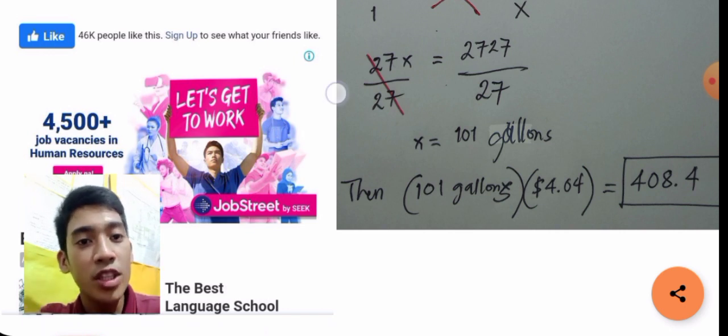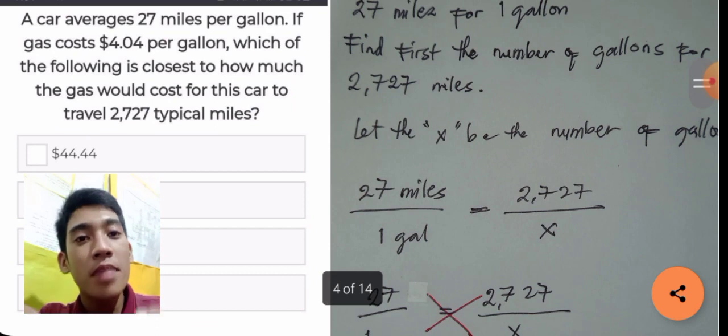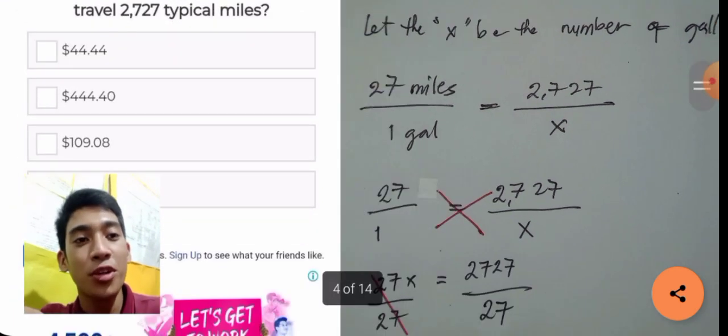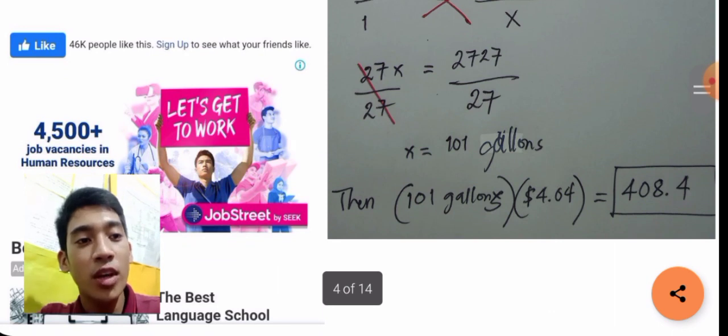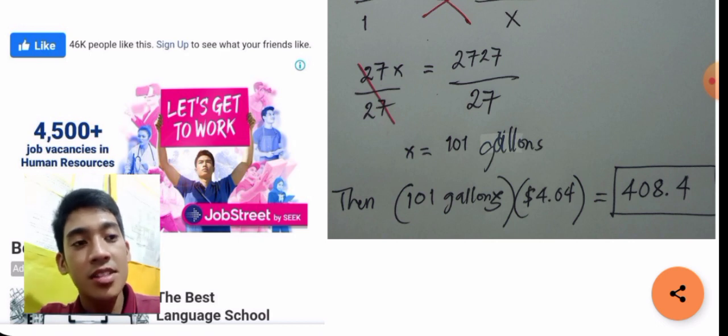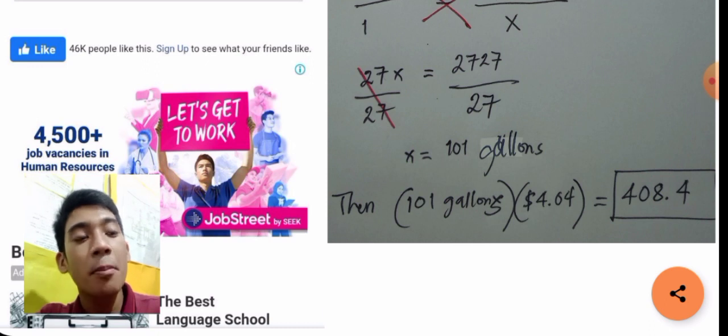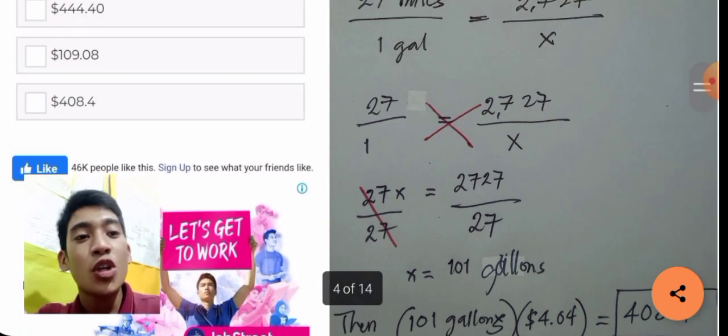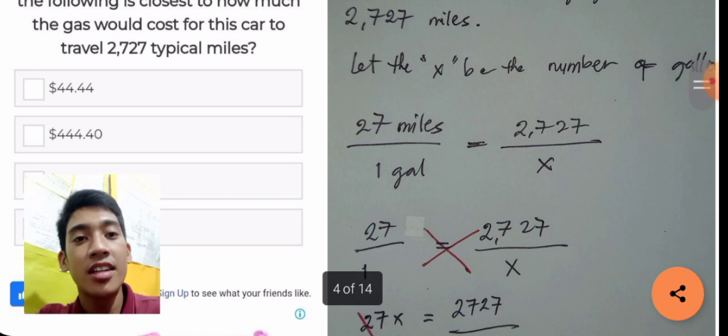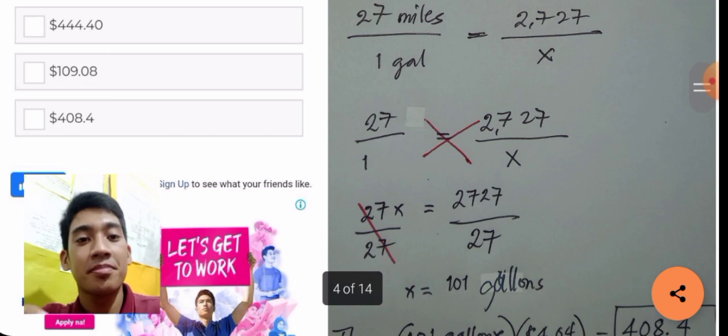2,727 miles. But the question is how much the gas would cost. So we will multiply these 101 gallons with $4.04. If we multiply it, it will give us $408.4. Again, it requires $408.4 to travel the car for 2,727 miles.